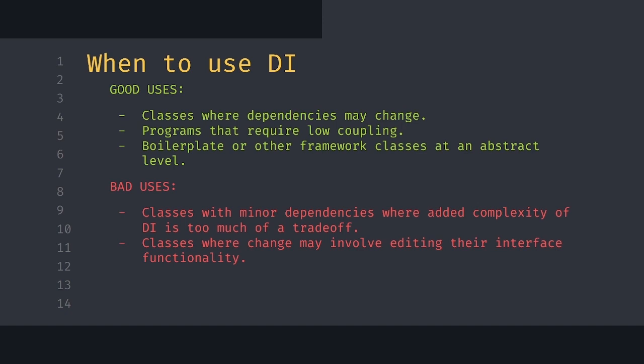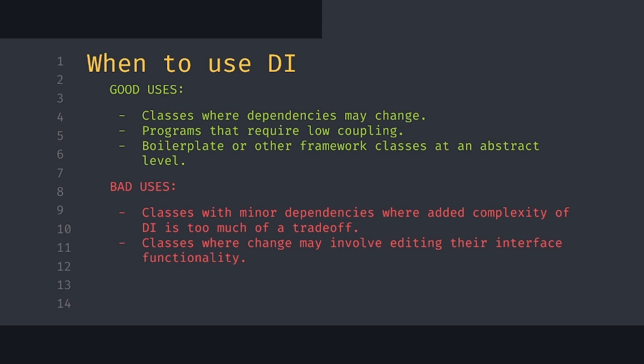So what are some bad uses of dependency injection? Classes where the trade-off between abstracting their dependencies and the actual complexity of the amount of code you'll have going on might be too much of a trade-off. For example, sometimes it's better to just leave the dependency in there rather than create the injectors and the implementations to avoid having to actually work around that ourselves.